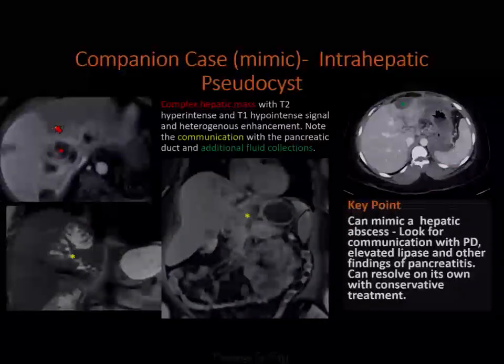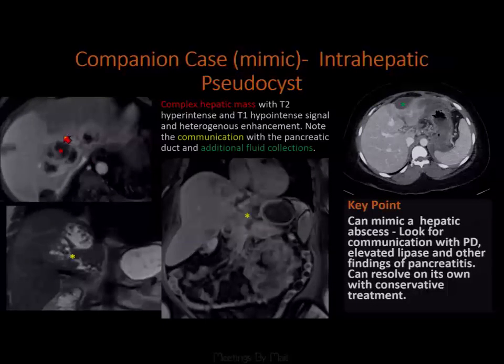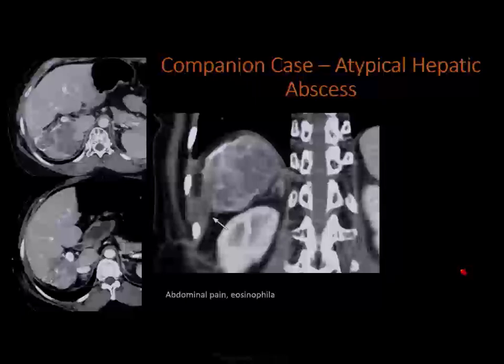This case here, again, was called originally as a hepatic abscess, but if you look closer, this hepatic abscess or cystic lesion was communicating with the pancreatic duct, and this patient had multiple pseudocysts and changes of acute pancreatitis. This actually was an intrahepatic pseudocyst. So key here is to look for communication with the pancreatic duct and a history of pancreatitis.